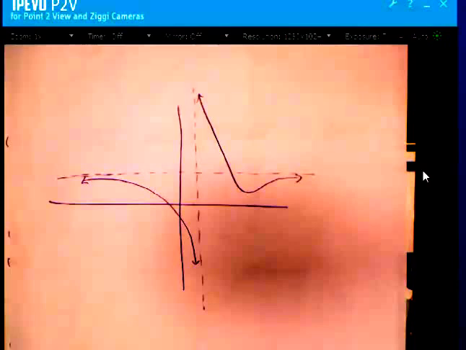Alright, so make sure when you're graphing rational functions that you follow those steps as the guidelines. That is it for this section.